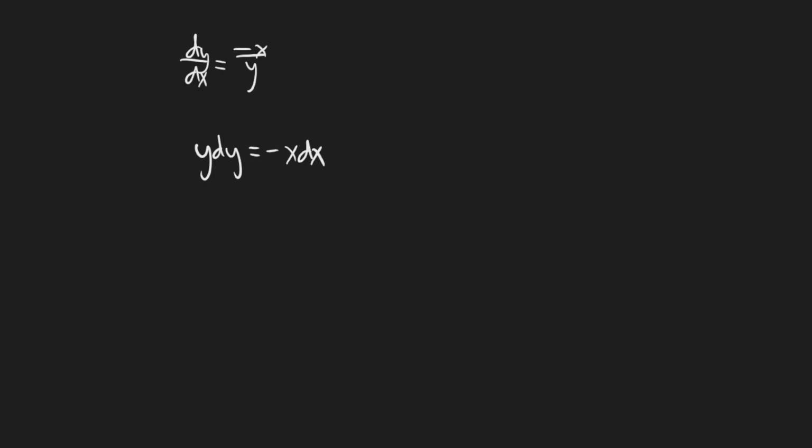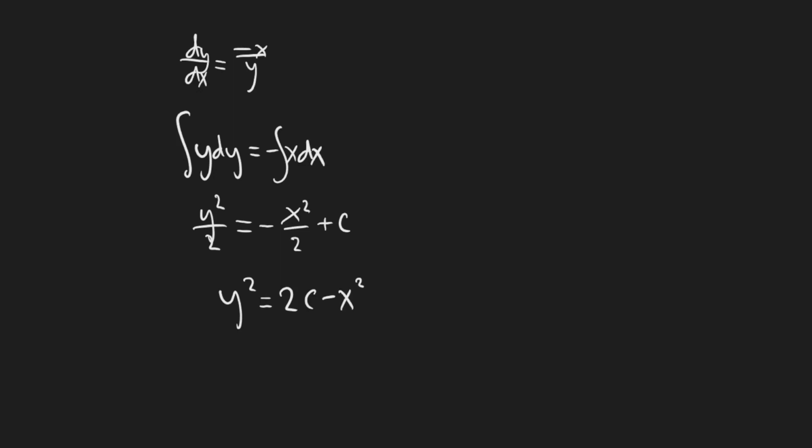And now let's take the integral of both sides. I'll leave the constant outside of the integral. So y squared over 2 equals negative x squared over 2 plus c. Multiply both sides by 2. We have y squared equals 2c minus x squared.